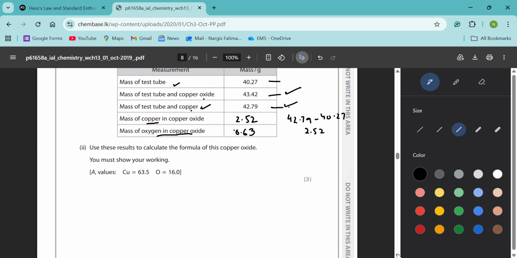Now use these results to show the formula of this copper oxide. You must show your working. Okay, so we need to find out the formula of copper oxide. It contains copper and oxygen. So first we will take the mass of copper and oxygen to find the moles of both. The mass of copper is 2.52. The mass of oxygen is 0.63. We will find the number of moles by dividing the mass by their relative atomic mass value. That's copper 63.5, oxygen 16. Both the values are given in the question as well, so you don't need to check from the periodic table.